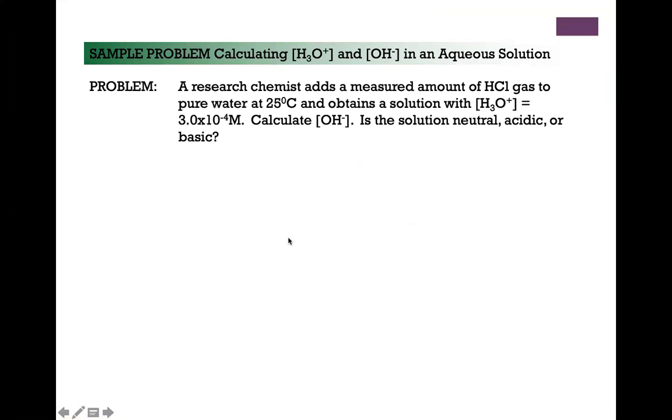A research chemist adds a measured amount of hydrochloric gas to pure water at 25 degrees and obtains a solution with an H3O plus concentration of 3.0 times 10 to the negative fourth. Calculate the OH minus. Is it neutral, acidic, or basic? Okay. We bubbled hydrochloric acid through the solution. It better be acidic, but more on that in just a second, because usually we use our pH for that value. Let's think about our math.